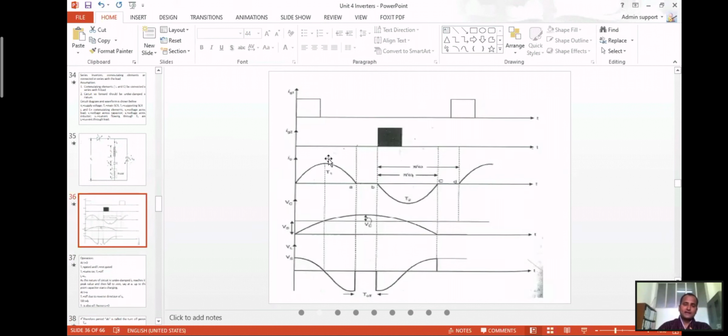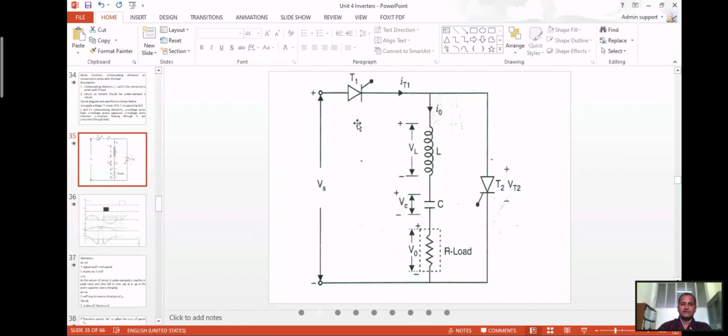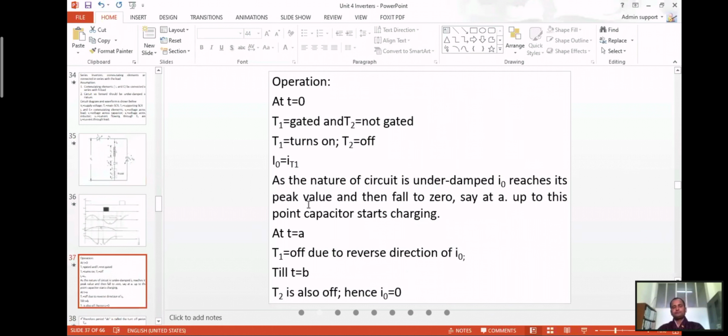At t equals A, T1 is off. So when t equals A, it means that the current falls back to 0, then this thyristor T1 is off at this point. T1 is off due to the reverse direction of I naught. Till B, between A and B, it is off. Till B, T2 is also off. So both thyristors T1 and T2 are off between A and B.